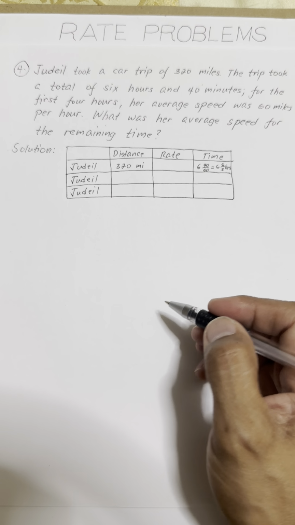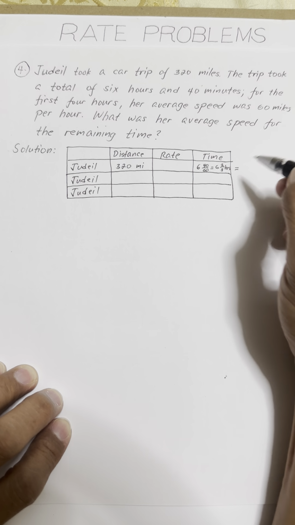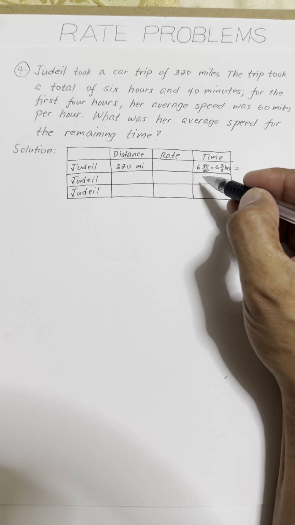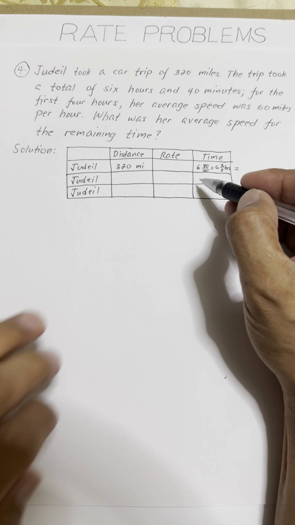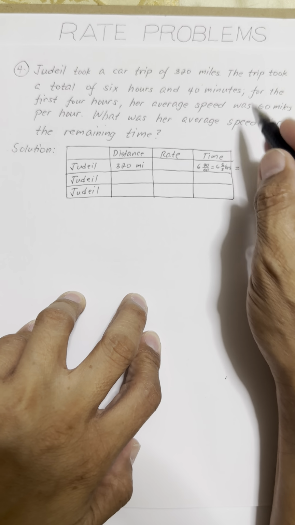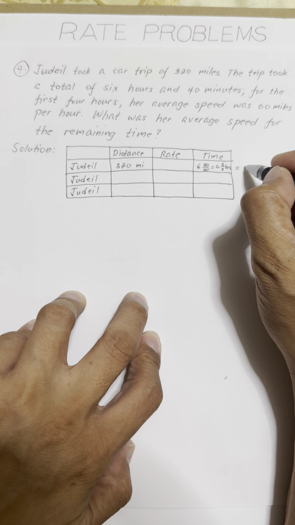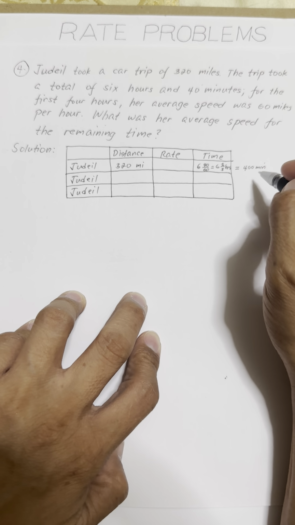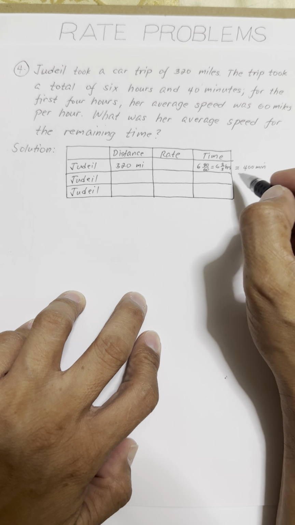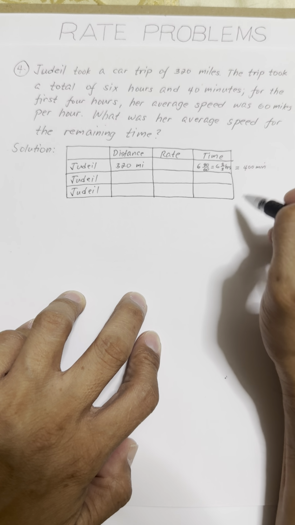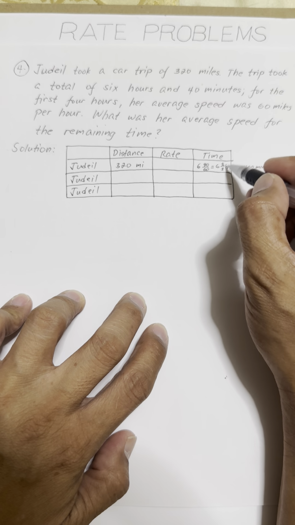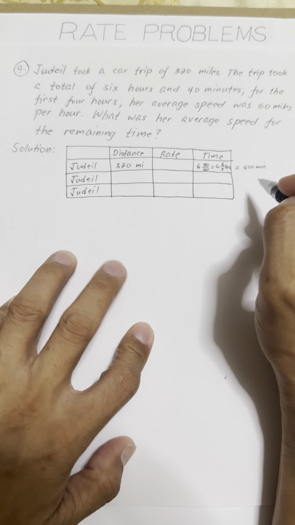Or if you want, you can express this also in terms of minutes. So every hour, 60 minutes. So 60 times 6, 360. Then we have plus 40. So this is 400 minutes. So just be ready for this one, just in case it's easy for you to calculate the problem in terms of minutes. But if you can manage with this given, that's all right. So it's up to you.